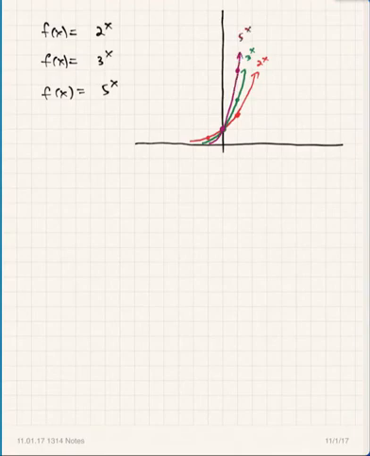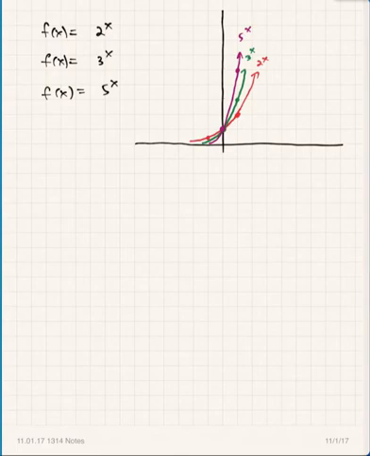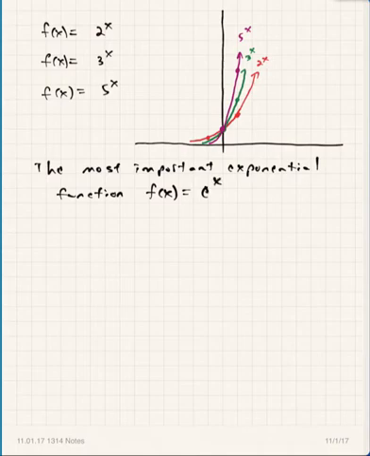And so notice you're getting growth curves for all of those, but the base is basically controlling how steep the graph is, how fast it's increasing, how fast it's rising. All right. Now, the most important exponential function that we have out there, the most important exponential function, ultimately, for applications, is an exponential function whose base is not even a rational number.